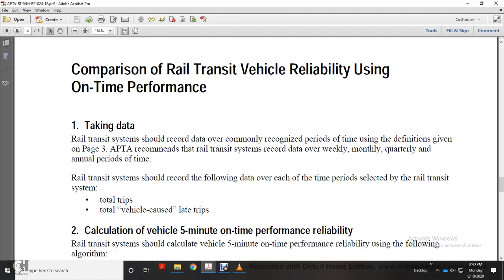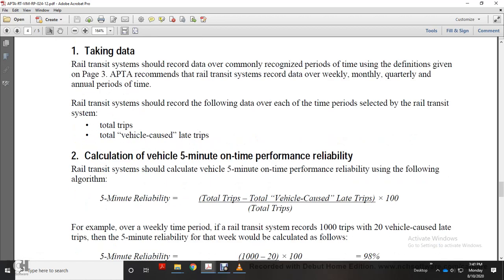The rail transit system should record the following data over each time period selected: total trips and total vehicle-caused late trips. Calculating vehicle 5-minute on-time performance reliability: the rail transit system shall use the following algorithm. 5-minute reliability equals total trips minus total vehicle-caused late trips, times 100, over total trips.